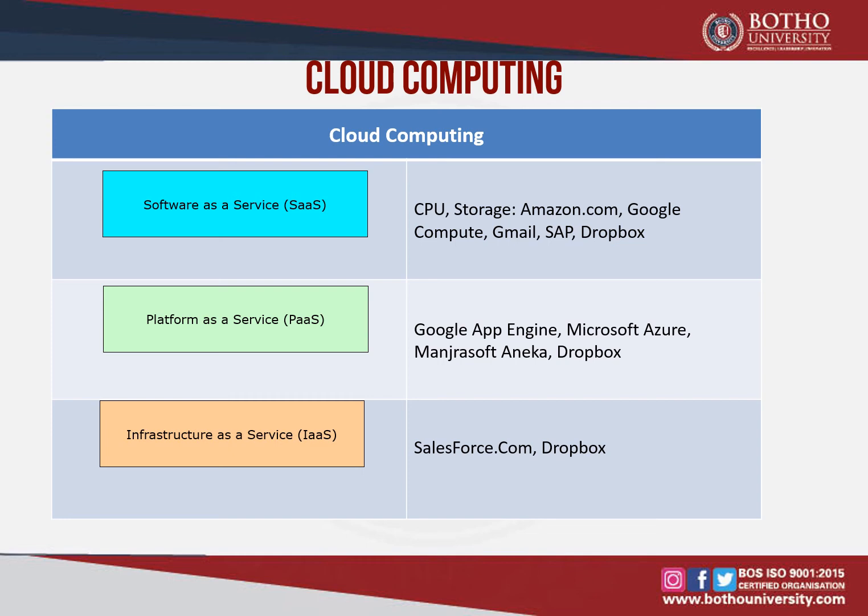In one of the previous slides, I was referring to software as a service. Other real-time examples that I could quote for software as a service are Amazon.com, Google Compute, Gmail, SAP, Dropbox, etc. And for platform as a service, the best examples are Google App Engine, Microsoft Azure, Dropbox. And for infrastructure as a service, Salesforce.com and Dropbox are well-known examples.